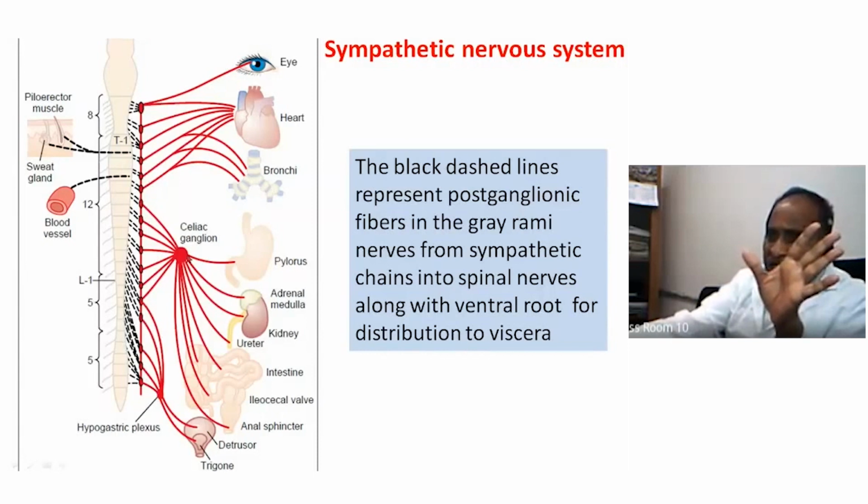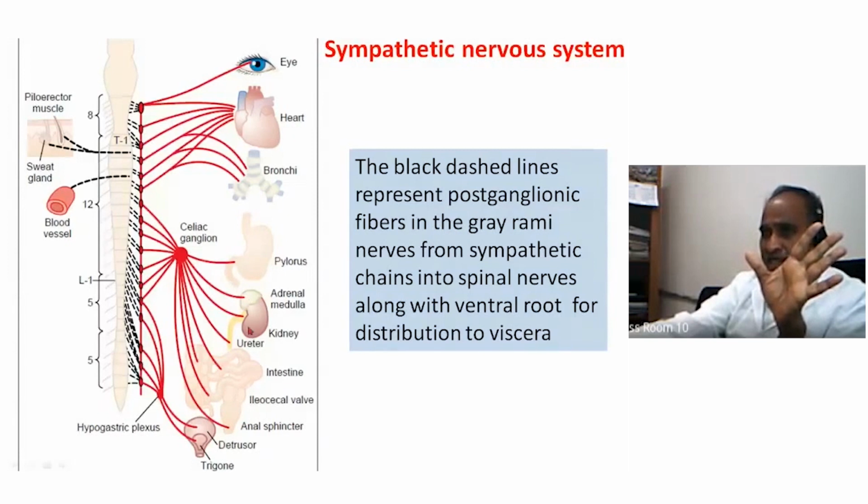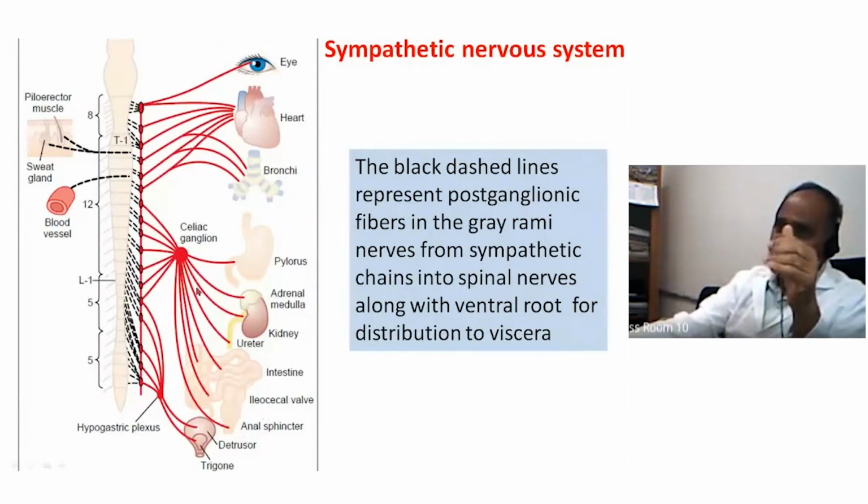Then it will supply the celiac ganglion. The celiac ganglion in turn supplies all viscera, for example the stomach, the intestine, and the adrenal medulla, because the adrenal medulla gets a direct preganglionic fiber. Then we have the kidney, ureter, and this supply goes everywhere, all through to the anal canal. So that means all parts of the entire viscera.